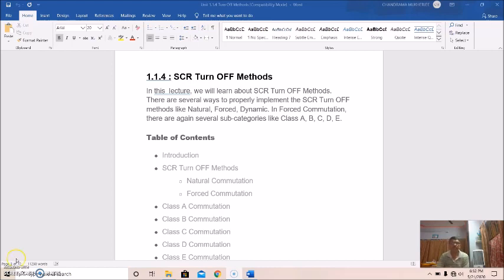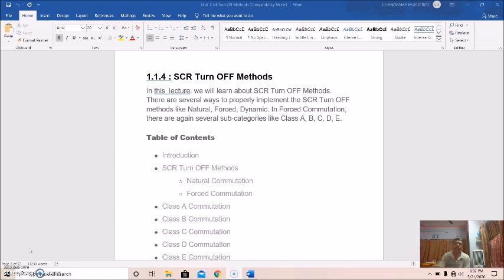In the last class, we have discussed thyristors, their structure, operation, characteristics, and turn-on methods. In this class, we'll discuss thyristor turn-off methods: how a thyristor, when it is in conduction mode, can be taken back into the off condition.